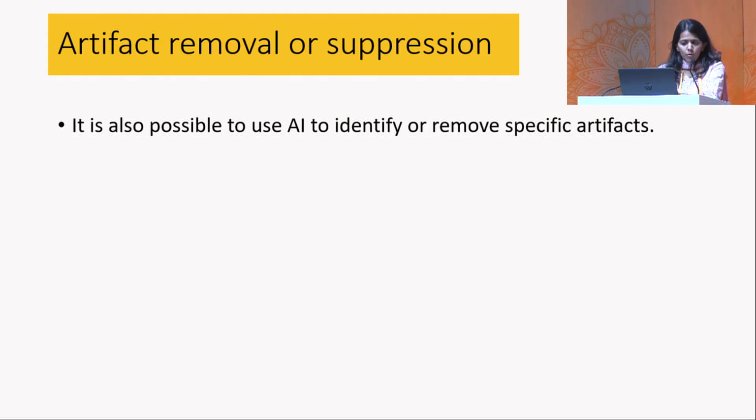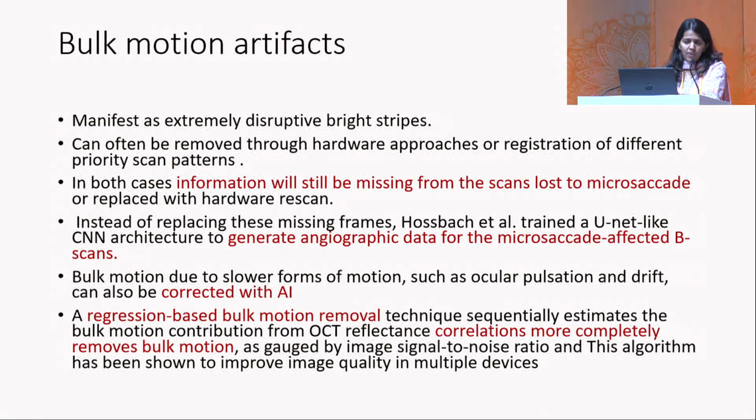Next, most important is artifact removal. AI can also be used to identify and remove specific artifacts. Let's first see the bulk motion artifacts. We know that these manifest as extremely disruptive bright stripes, although they can often be removed through hardware approaches or registration of different repeated scans, but their information will still be missing from those scans which are lost to the microsaccades. So instead of replacing these missing frames, the convolutional neural networks utilizing deep learning generate angiographic data for even the microsaccade-affected B-scans.